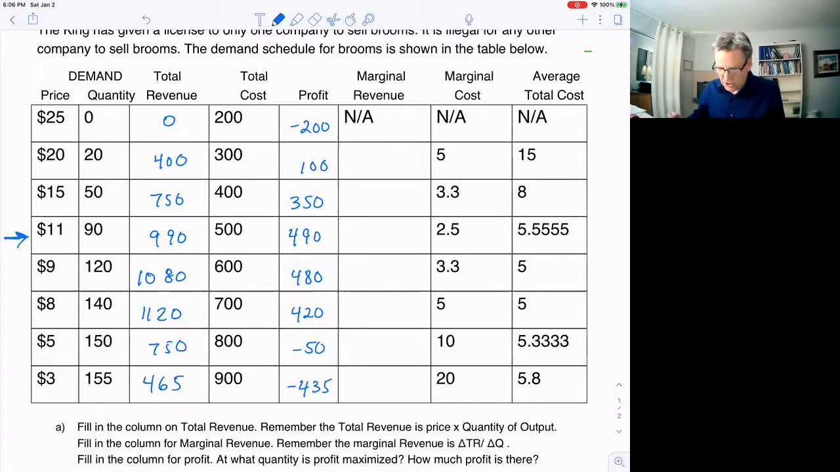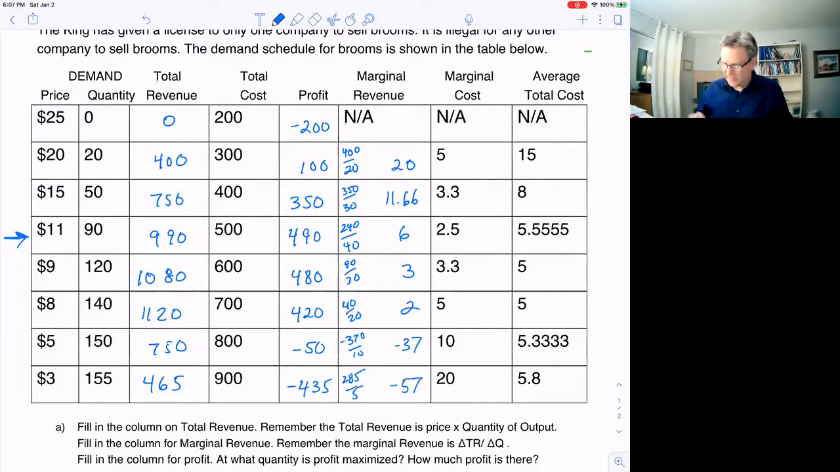Now let's calculate the marginal revenue. Marginal revenue, remember, is the change in total revenue divided by the change in quantity. So at a quantity of 20, we will have 400 divided by 20, which is 20. And then 350 divided by 30, which is 11.66. 240 divided by 40 is 6. 90 divided by 30 is 3. 40 divided by 20 is 2. Negative 370 over 10 is negative 37. And negative 285 over 5 is negative 57.